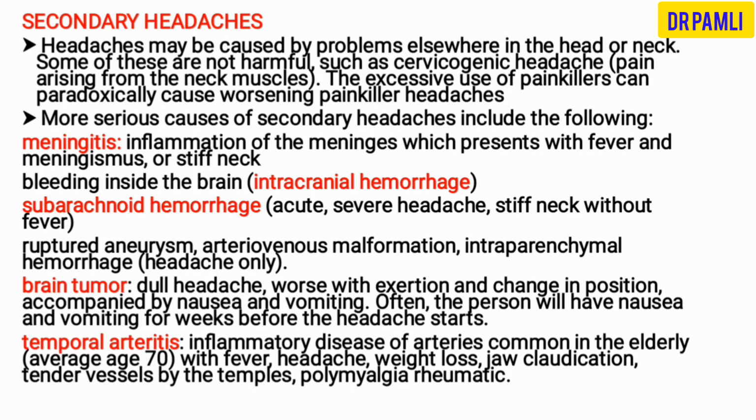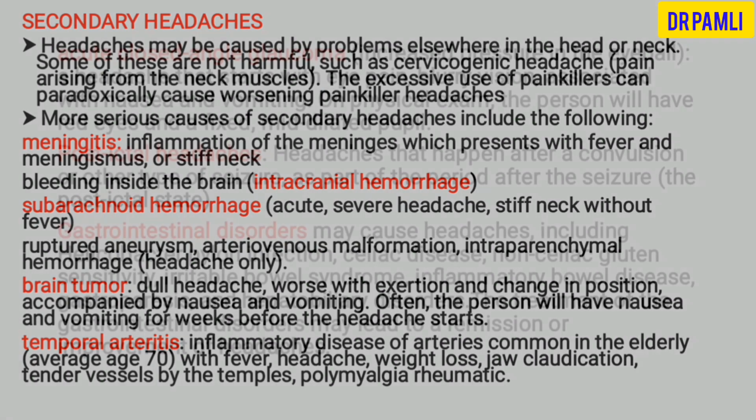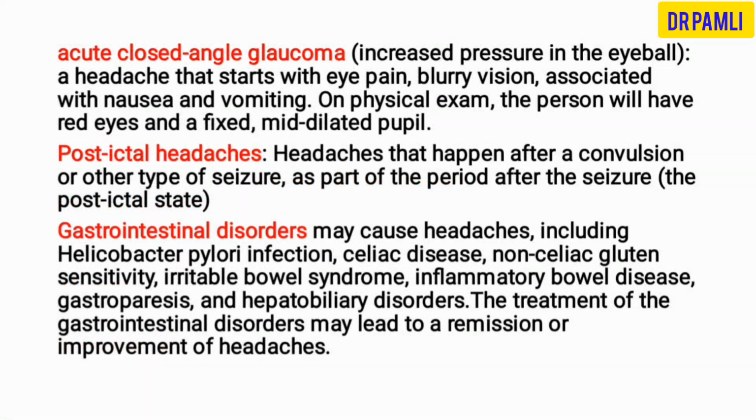Temporal arteritis, an inflammatory disease of arteries, is common in the elderly, average age 70, with fever, headaches, weight loss, jaw claudication, tender vessels by the temples, and polymyalgia rheumatica. So these are some of the types of secondary headache that you should know.